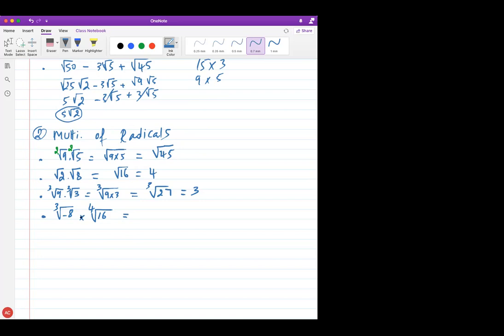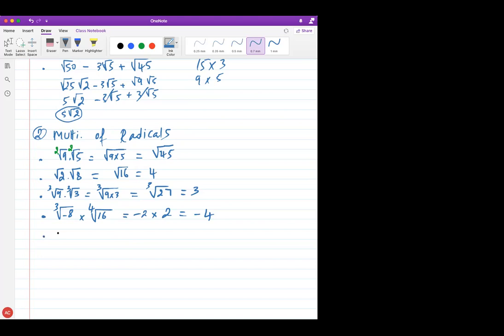If we can't multiply right away, what should we do? Simplify it first. What is the cube root of -8? -2, that's right, as you saw last time. And the number that multiplies by itself 4 times to get 16 is 2. And you get -4. So that's what happens when you multiply radicals.